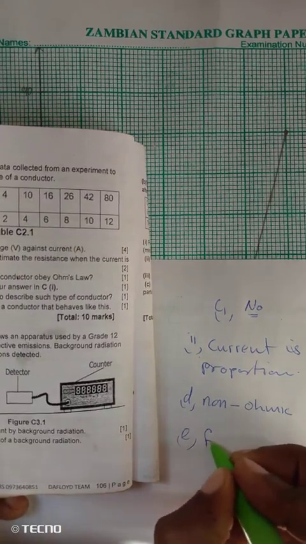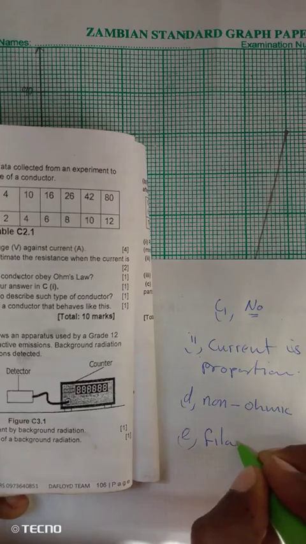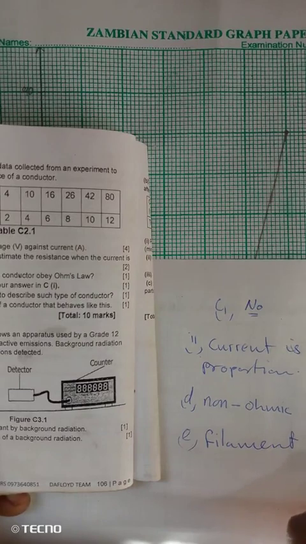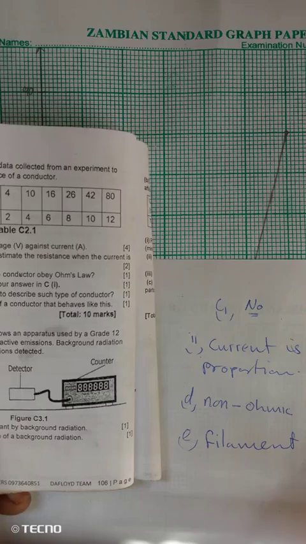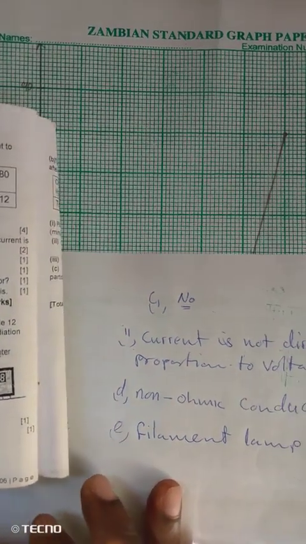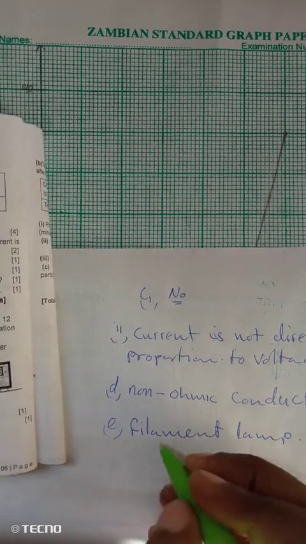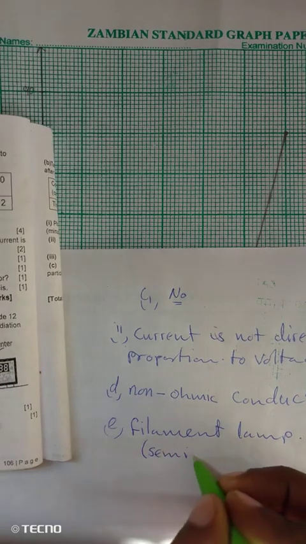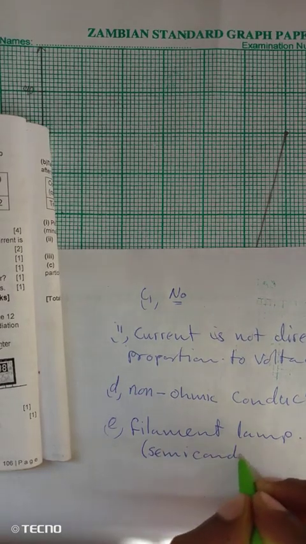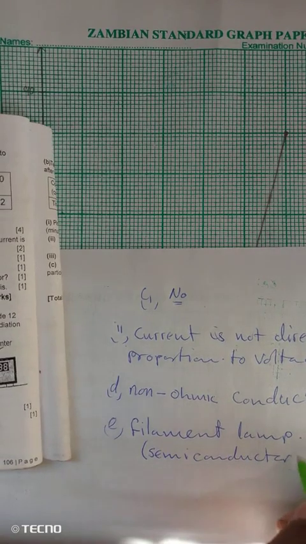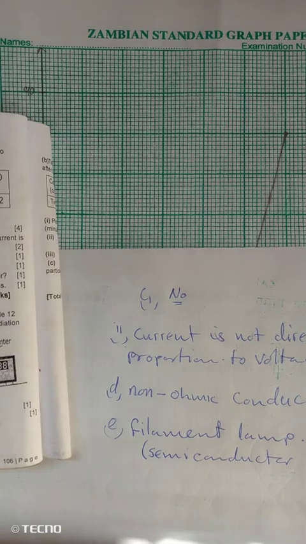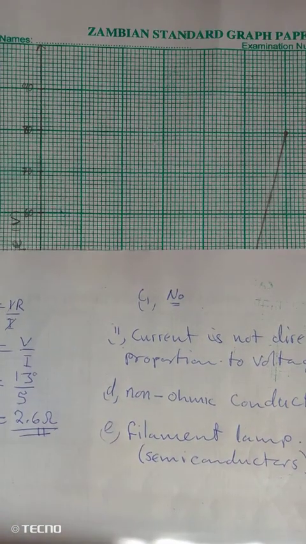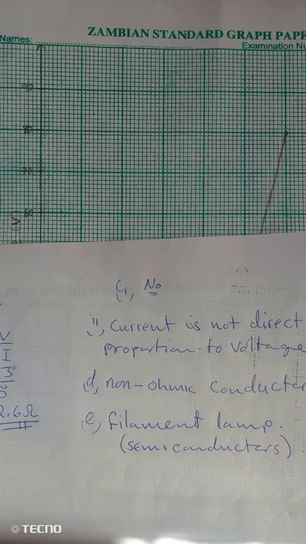So they want an example of such a conductor. You just say filament lamp. Okay, filament lamp. If you want, you put in this bracket, semiconductors. So these are semiconductors, and these do not obey Ohm's law.